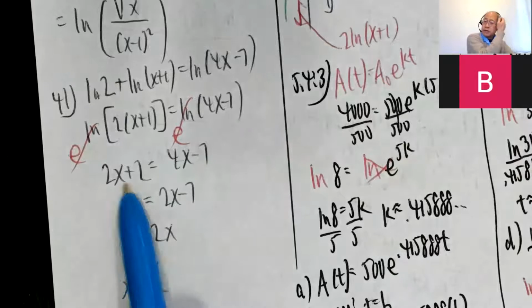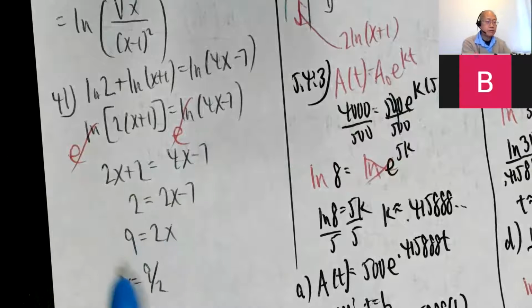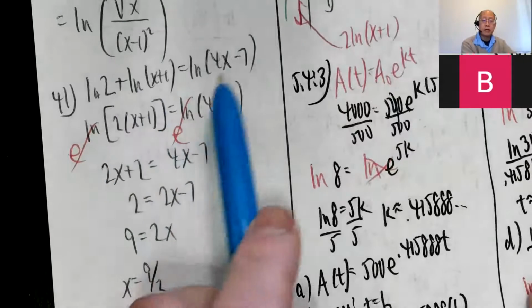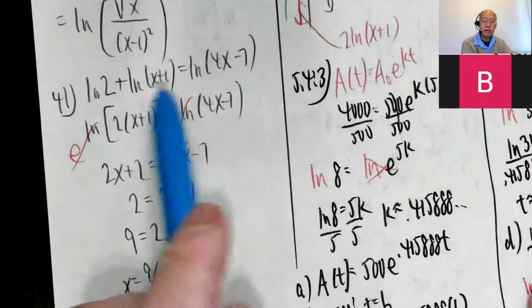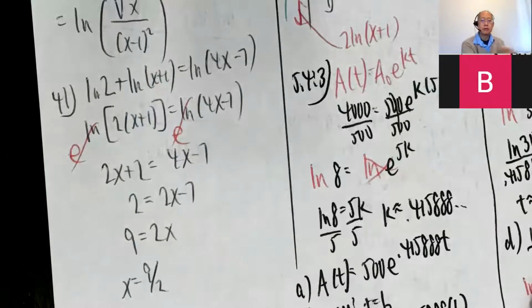So 2x plus 2 equals 4x minus 7. Subtract 2x. Add 7. Divide by 2. So x is equal to 9/2. And quick double check, if I plug in 9 over 2, I'm not doing any negative there. And there's no negative there, so we're good.